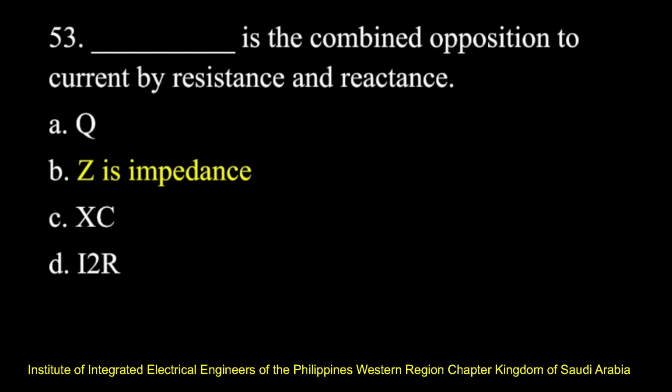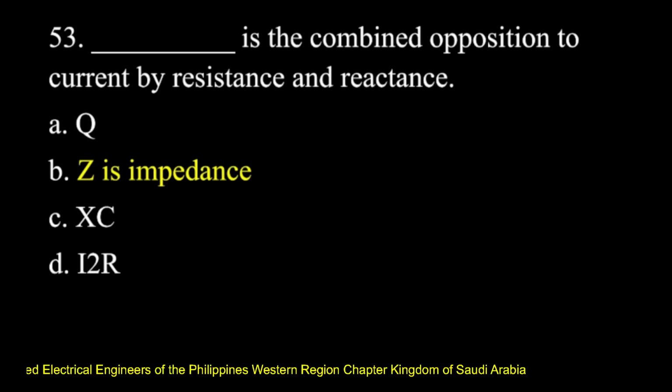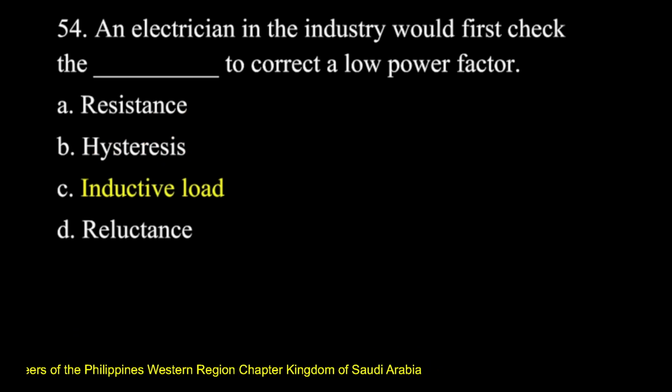Blank is the combined opposition to current by resistance and reactance. A. Q. B. Z is impedance. C. XC. D. I2R. An electrician in the industry would first check the blank to correct a low power factor. A. Resistance. B. Hysteresis. C. Inductive load. D. Reluctance.